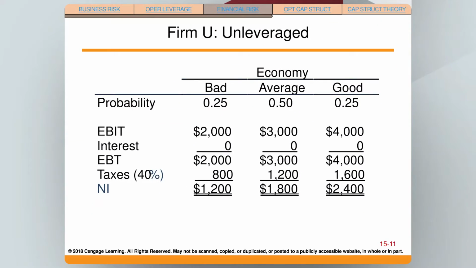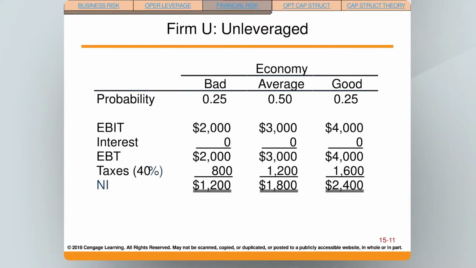So, take note of the unleveraged. Economy: if you have bad, 0.25, 0.50, and 0.25. So, EBIT, of course, $2,000, $3,000, and $4,000. And you have also the interest, and you have EBT, to be multiplied by the 40%. Of course, your net income here is 1.2, 1.8, and 2.4. Take note of this one, the unleveraged.